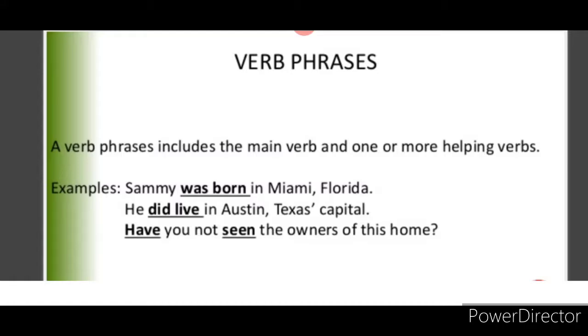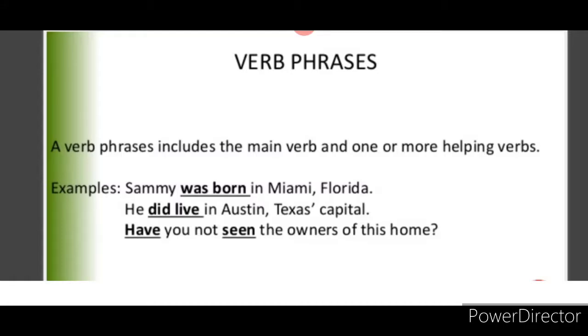By seeing the examples you will understand. First example: Swami was born in Miami, Florida. Here, "was born" is the verb phrase. Okay children, was is the helping verb, born is the main verb. Together it has become the verb phrase. Next, he did live in Austin, Texas capital. Did is the helping verb, live is the action verb.